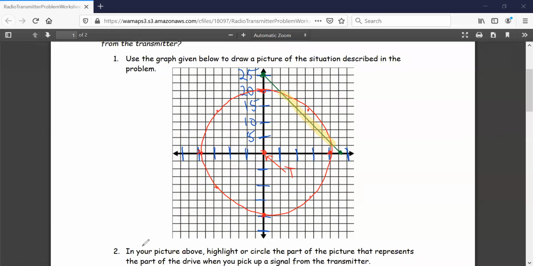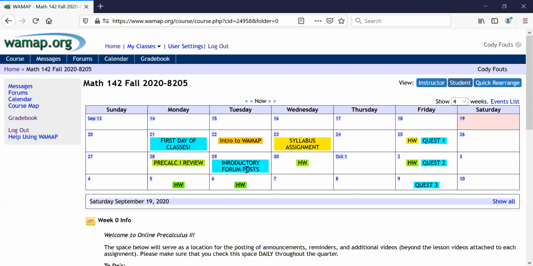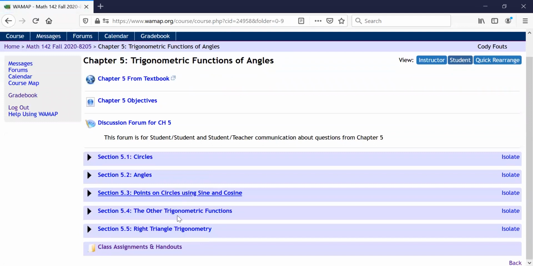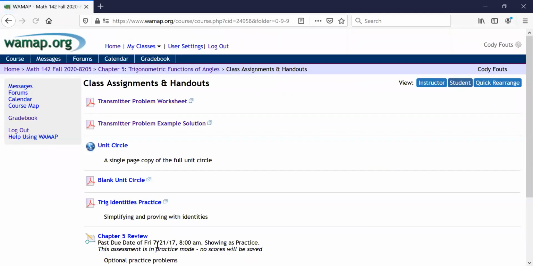I will show you where this handout is available on WAMAP. If we go now to our class WAMAP page, which will look something like this, scroll down and open the chapter 5 folder, and then the class assignments and handouts folder within chapter 5. The first thing you see is a transmitter problem worksheet, so that's the handout you were just looking at. And then as well, a transmitter problem example solution. So as you're working through your version of this problem, if you get stuck, that could be a good resource for you.